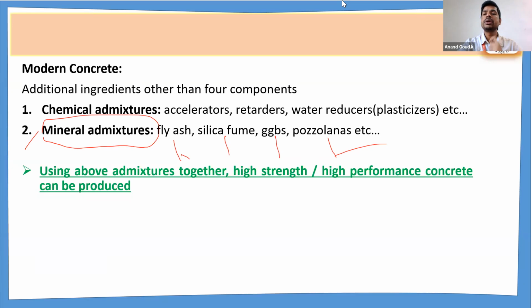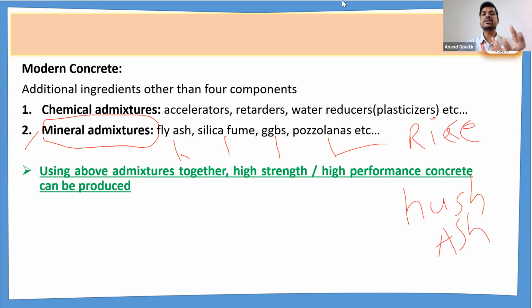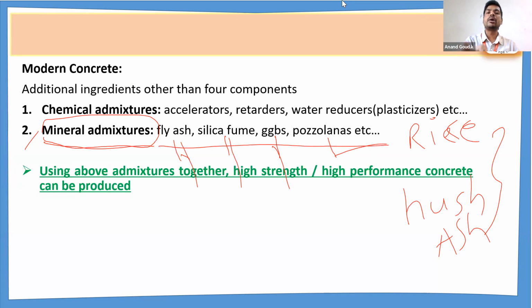And you have one more example, that is rice husk ash. After the rice husk is obtained, they burn that husk and you get some ash material, right? That ash is also used as a mineral admixture. Why are we using fly ash, silica fume, GGBS, or rice husk ash? Because these materials have the same composition as cement.